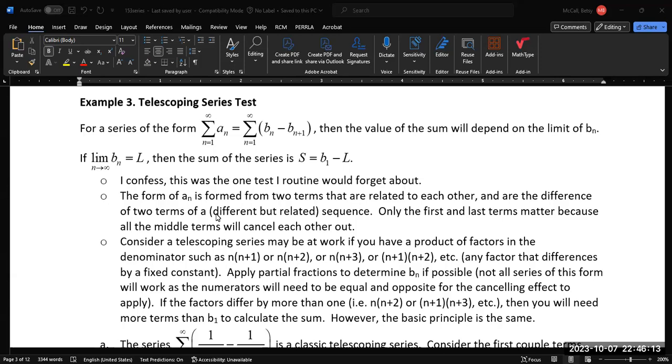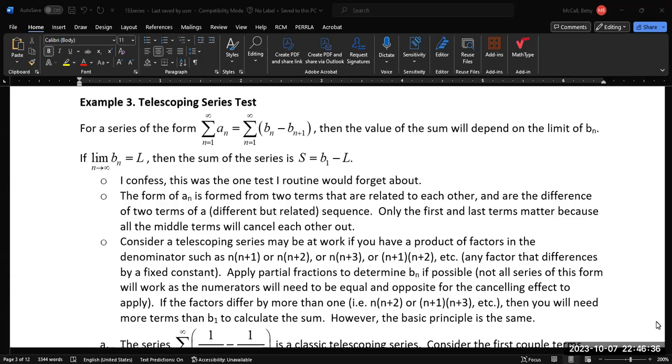The telescoping series test is powerful because it allows us to actually find the limit of the sequence, which a lot of our other tests actually aren't able to do. But they can only say whether they converge or diverge. But here, if it converges, we can actually say what the limit is. And so it's very powerful, but it does require a fair amount of algebra.